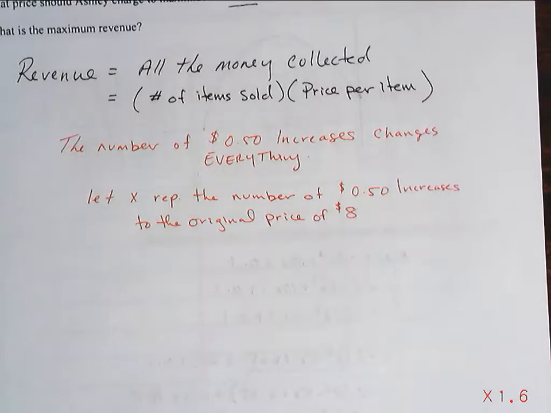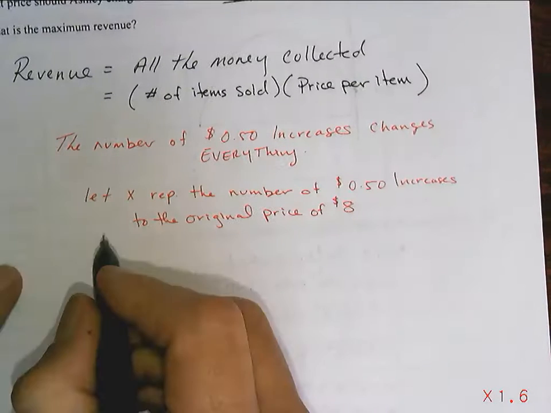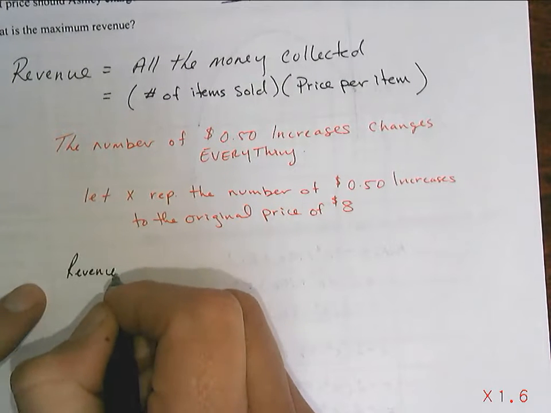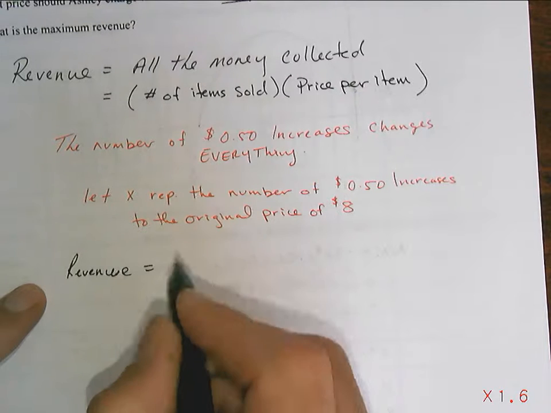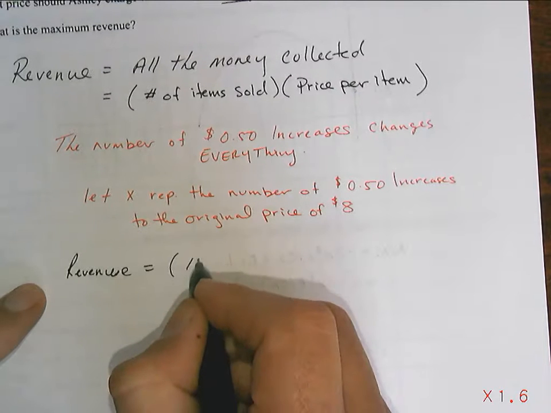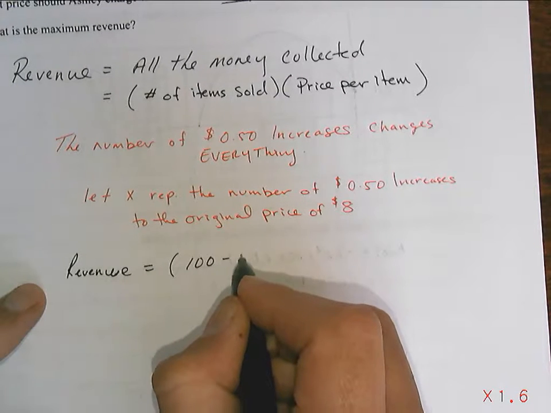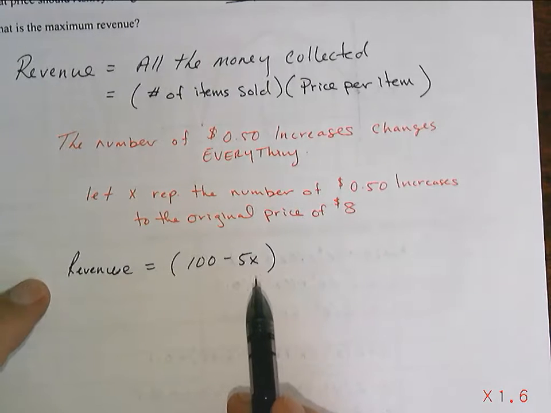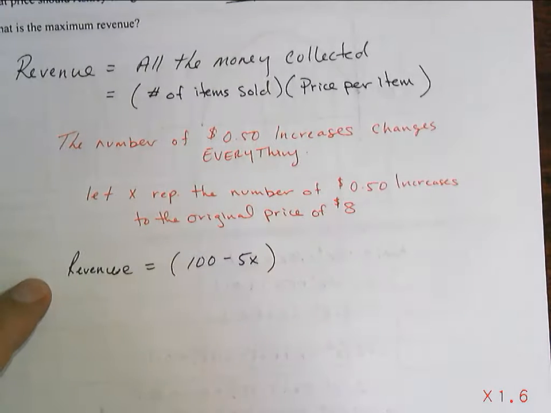Now think about that for a minute. How does each one of those increases affect this situation? Well, the revenue is based on the number of items sold. And it's 100 minus 5x, because every time she raises her price by 50 cents, she loses 5 customers. Does that make sense? I think so.